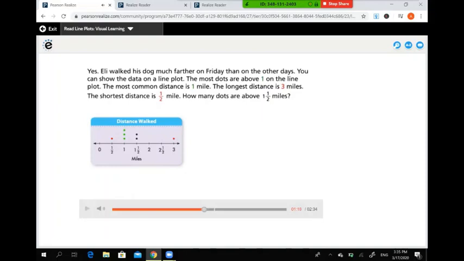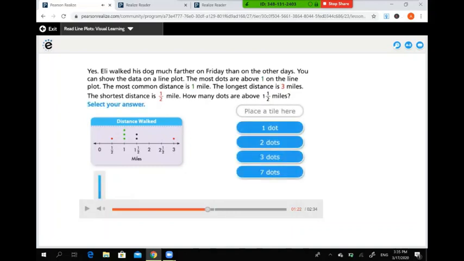How many dots are above 1 and 1/2 miles? Select your answer. So here we have some points. We should know that the most dots are above 1 mile, because some question might ask you which mile has the most; it depends on the unit. So we should know which one has the most dots above any number.